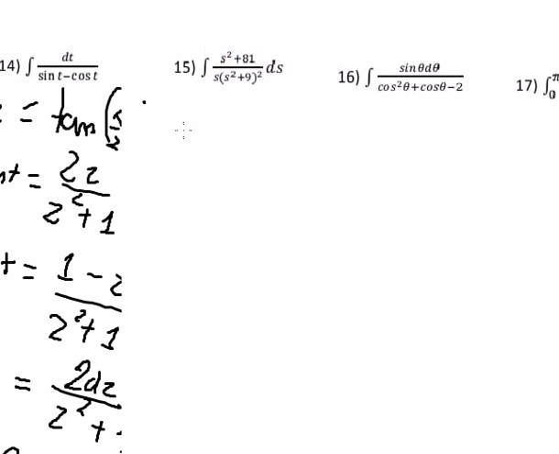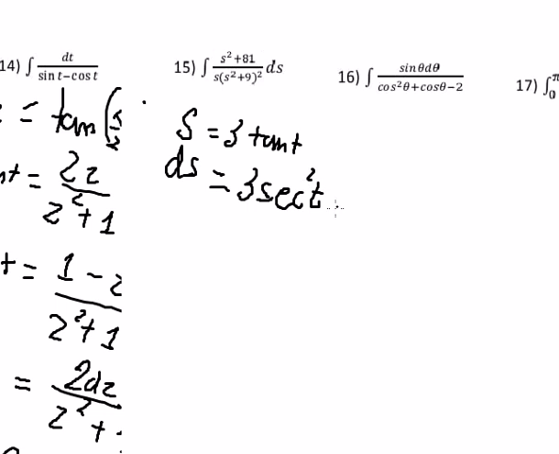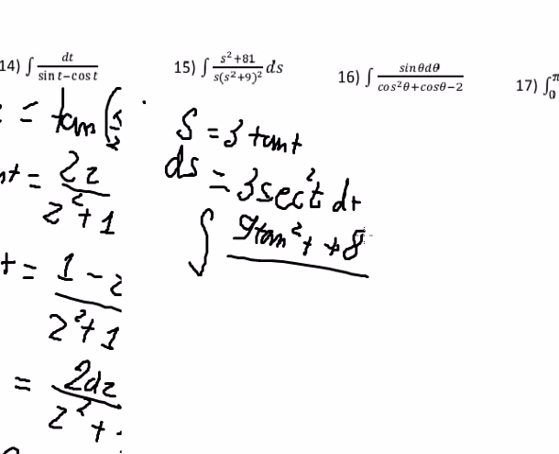About this one, we put s equal to 3 tan t, dh equals 3 secant of t square dt. So we put about 9 tan t square plus 81, and this one you got about 3 tan t.